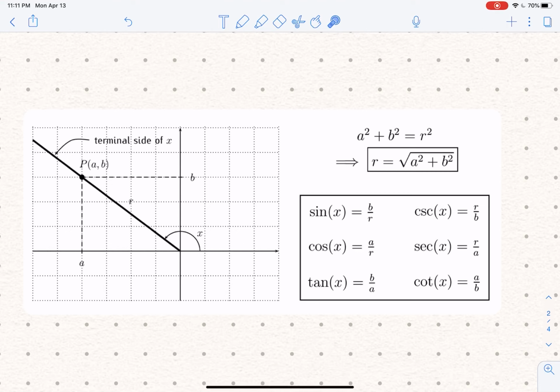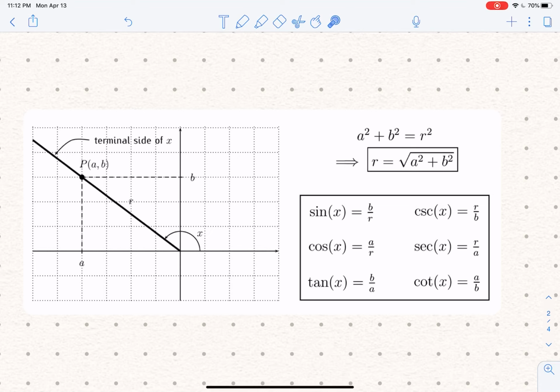And then cosecant, secant, and cotangent are just what you get when you flip these fractions over. So if we flip over the fraction for sine of x, b over r, we get r over b, and we call that one cosecant. If we flip over cosine, a over r, and make it r over a, we get secant. And for tangent, b over a, if we flip that over, we get cotangent, which is a over b.